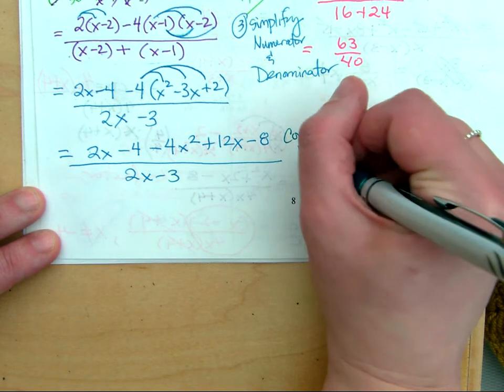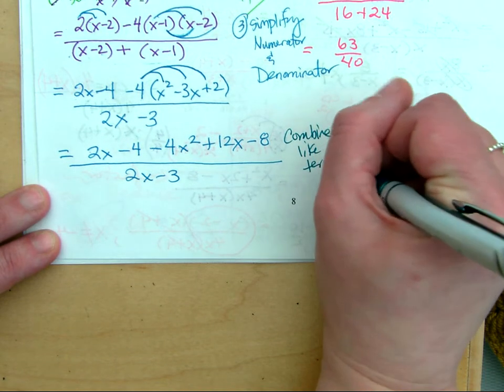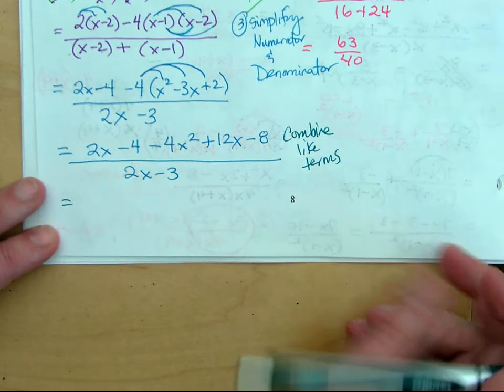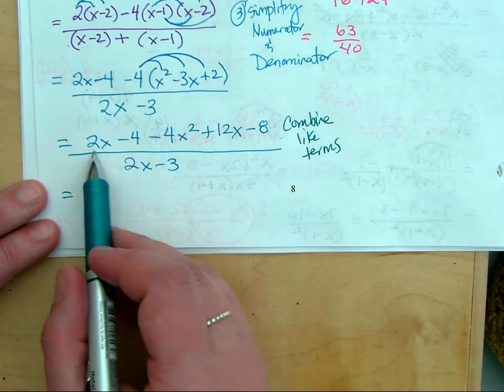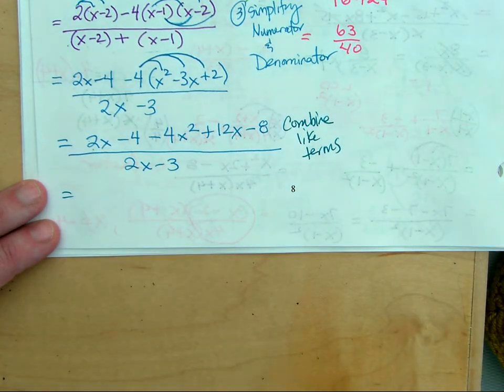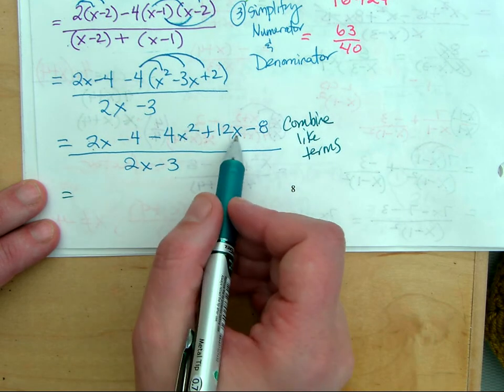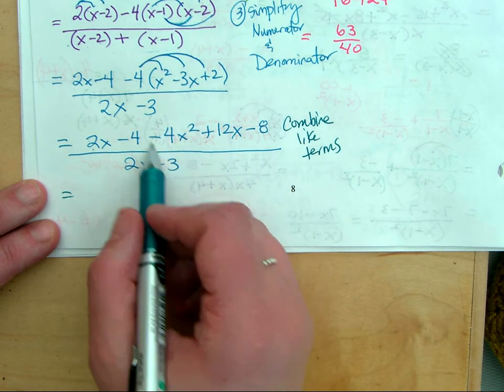Combine like terms. Okay, so what are the like terms that I can add together? Yeah, and how many x's is that? 14x. Okay, I'm going to start with my x squared.